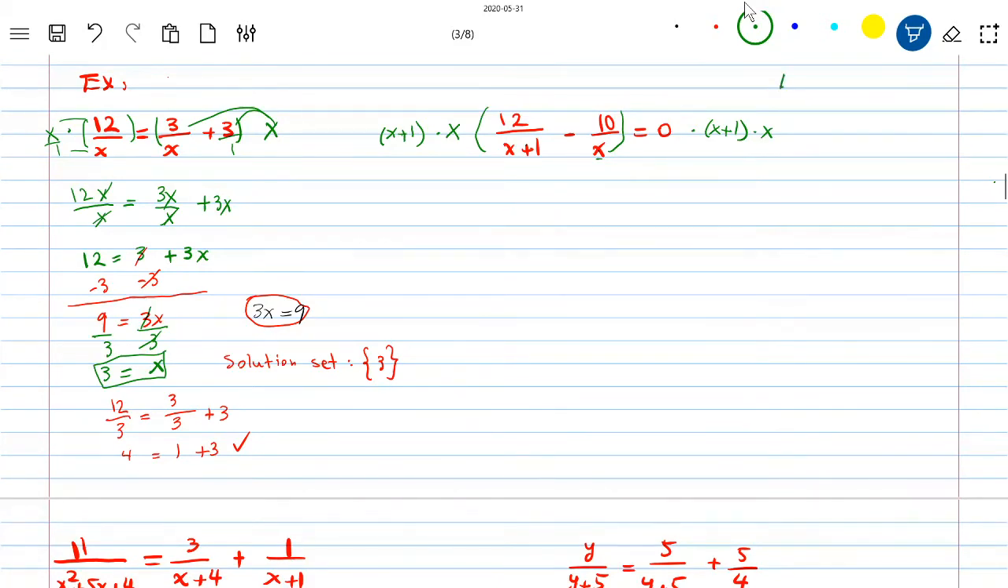By the way, the LCD here is x times x plus 1, or x plus 1 times x. The common denominator is x and x plus 1 multiplied by each other. If it was 2 and 3, the common denominator would be 6, 2 times 3. If it's x and x plus 1, same idea. The common denominator is x times x plus 1. So your LCD here is x times x plus 1.